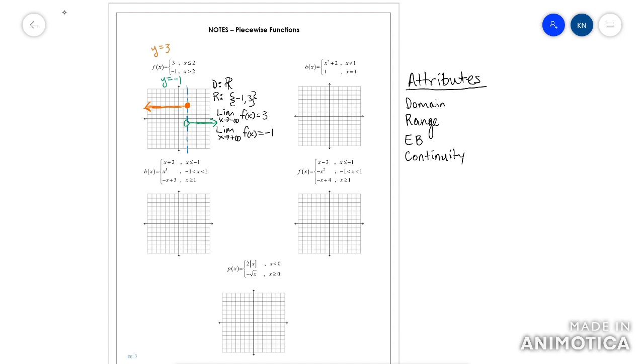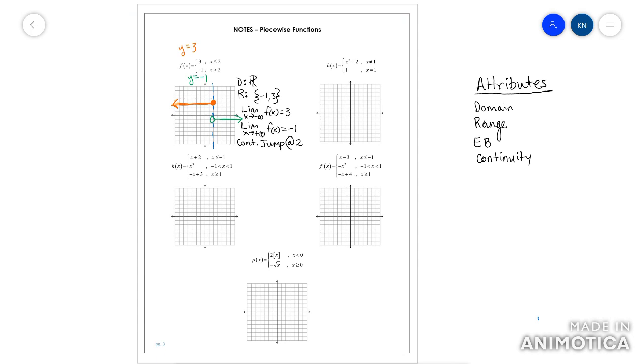And then the continuity, this right here is a jump. So you would say jump at, and then give the x value where that happens. Well, it happens at the break of 2. And by the way, I was watching this video back. When you say jump at 2, really you're supposed to say jump at, you need to give the x value, x equals 2. Okay, so just something to think about.